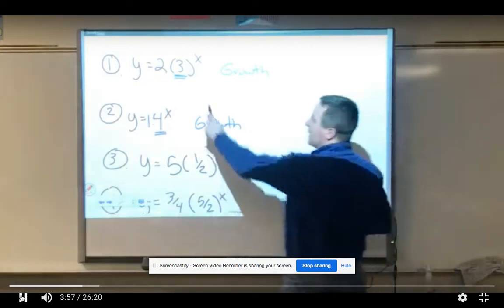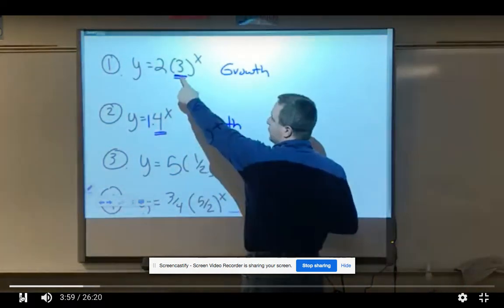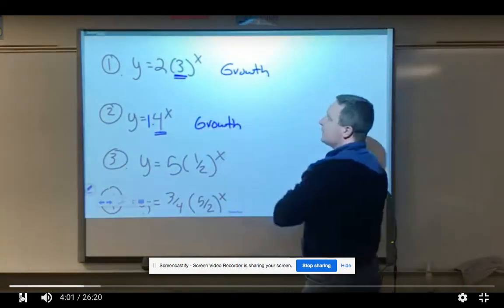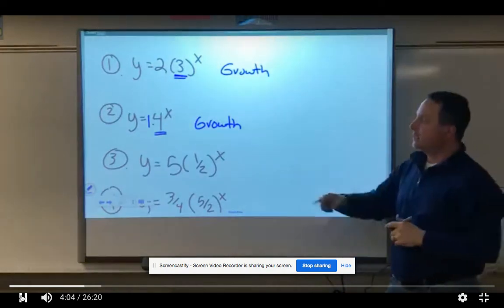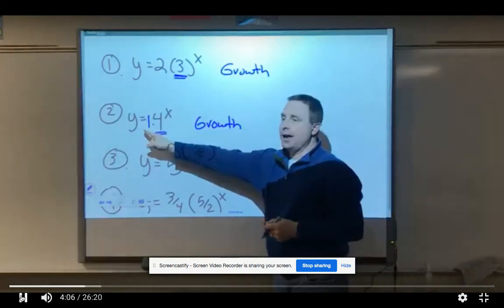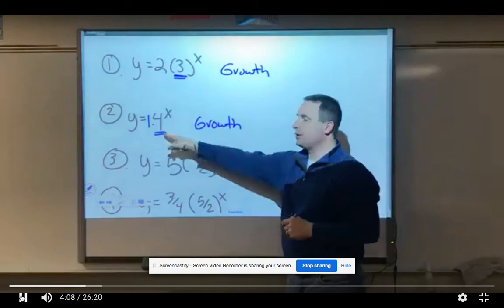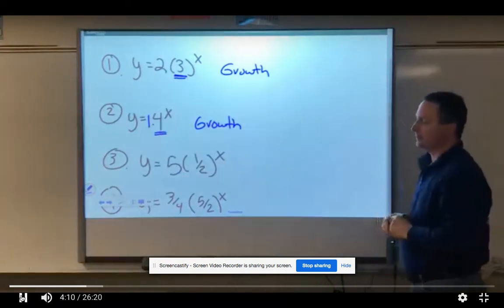Okay, and we're going to look at the letter b. If you look closely at that one, the b is 3. 3 is greater than 1, so it's exponential growth. Here's the b again. There's no a, it's 1. That one's exponential growth as well because the 4 is bigger than 1.